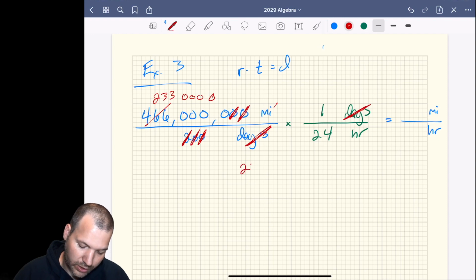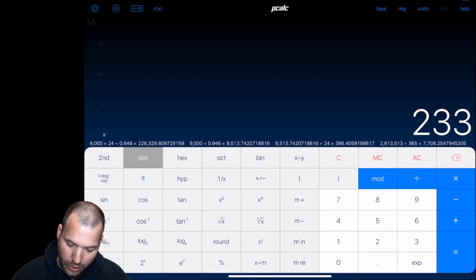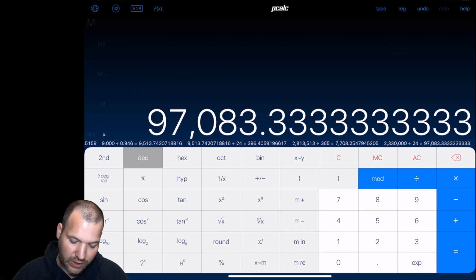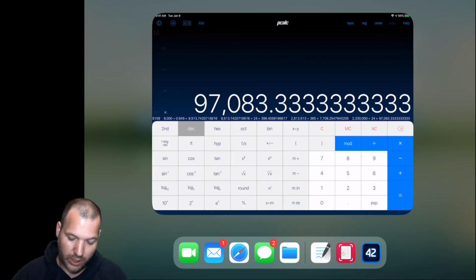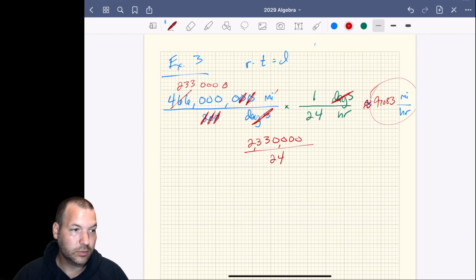And so really this turns into a calculator problem. What is 2330 with another 3 zeros divided by 24? 2, 3, 3, 1, 2, 3, 4 divided by 24. And I'm getting 97,083 and change. So this is roughly 97,083 miles per hour. So pretty fast. Take a moment and work out check your progress number 3.